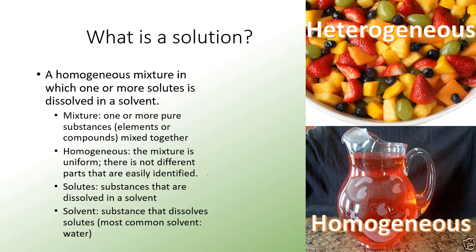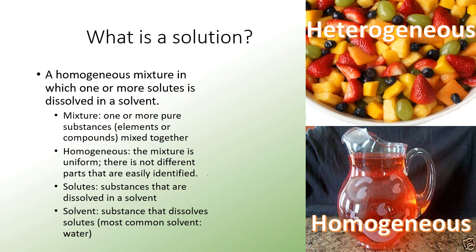You can see on the top there we have a fruit salad of some sort, and we call that heterogeneous because we can see all the different little sections. I can see the individual strawberries and blueberries and grapes and pineapples and such. And then on the bottom there you have the homogeneous example, which is good old Kool-Aid. And we call that homogeneous.